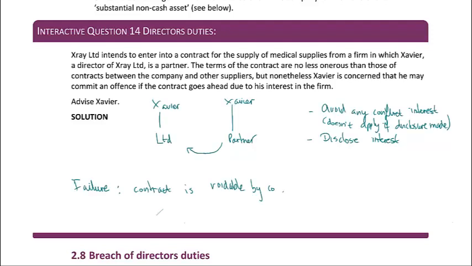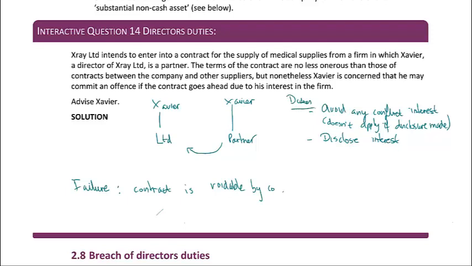So in this situation, we have Javier, who is a director in Limited, and he's also a partner in the separate business. And the proposal is for a business contract to happen between Limited and the partnership. Now, it appears that the terms of this contract are just as good or even better than contracts with other suppliers, so he's not trying to profit or exploit his position, but he is concerned about his position with the firm. So first thing to do is to think about which duties could be relevant here.